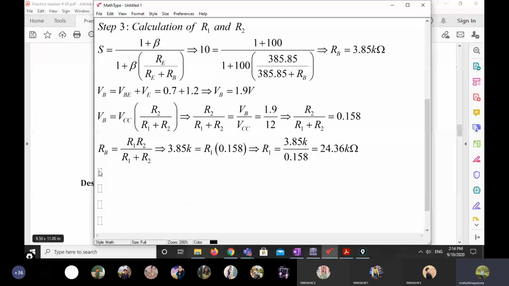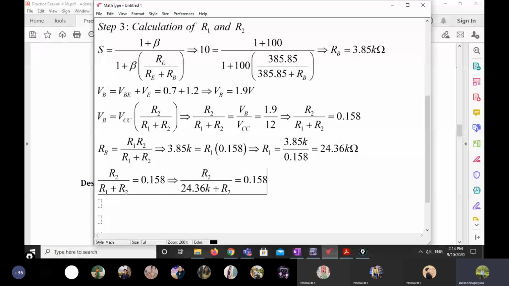The R2 is how much? We know that again you can take this portion, or this portion, whatever, you take anything. Okay, so I'm taking this one. R2 we need to calculate, divided by R1 is 24.36K plus R2 equal to 0.158. So R2 is equal to what? How much?